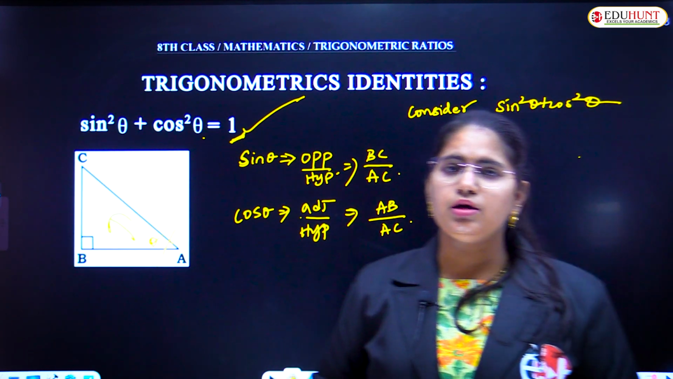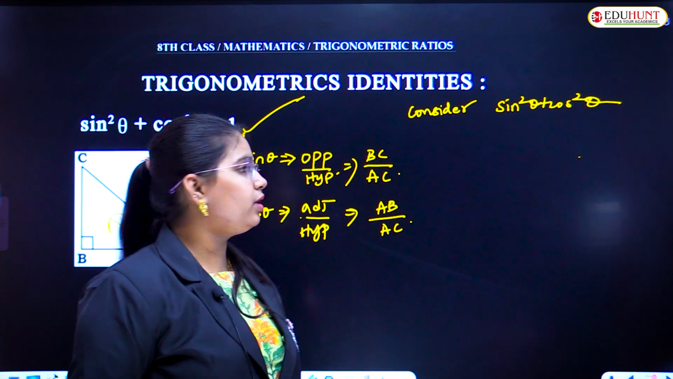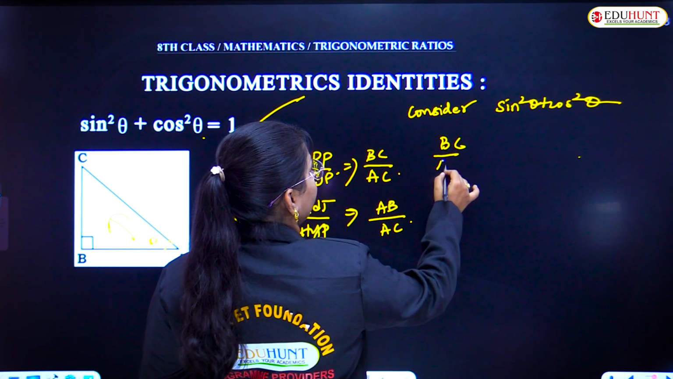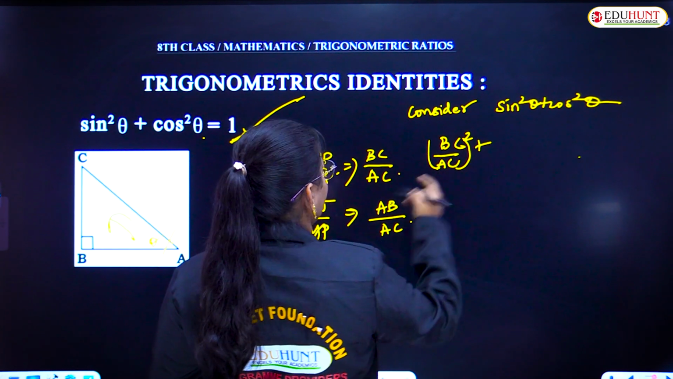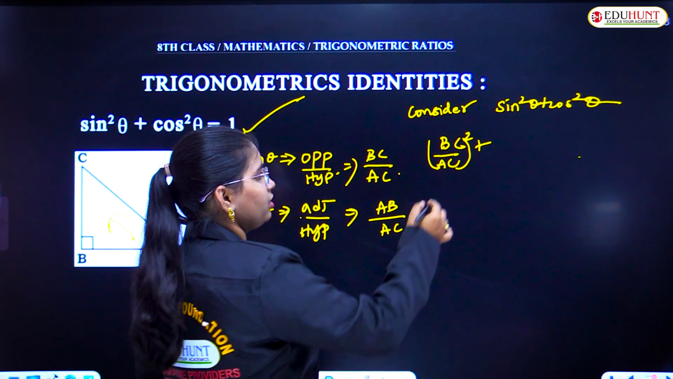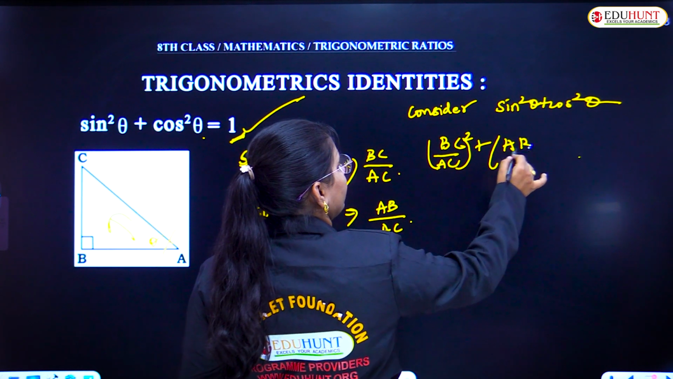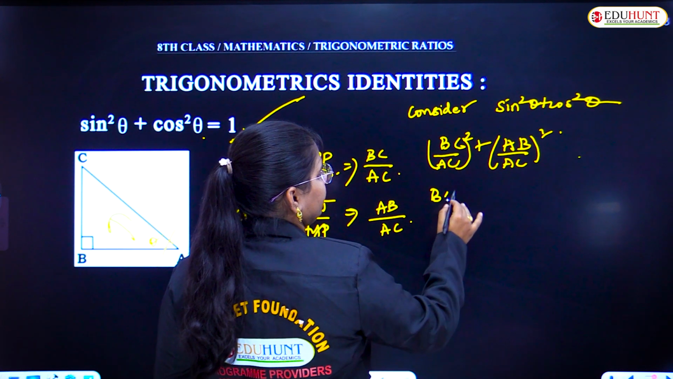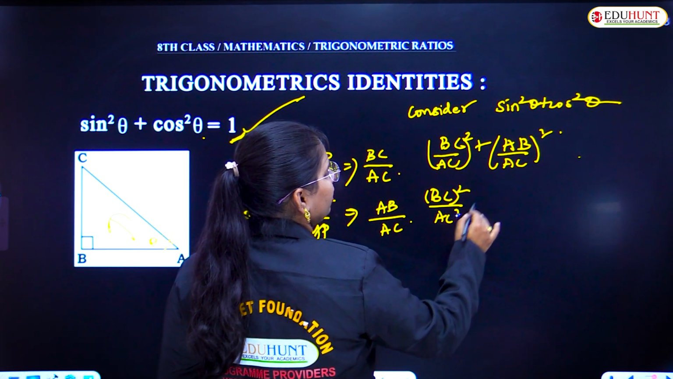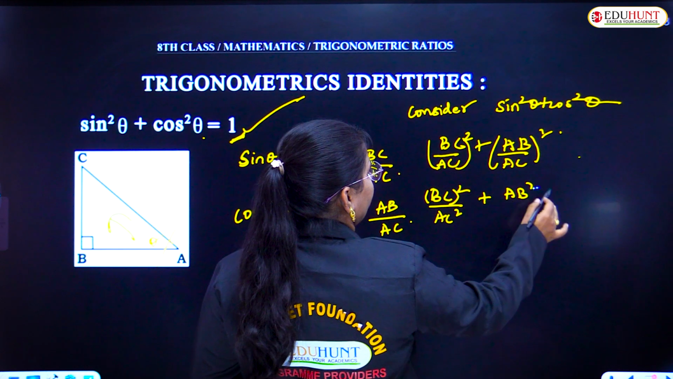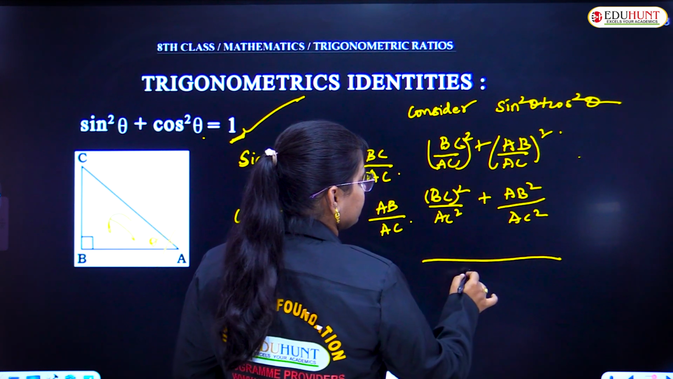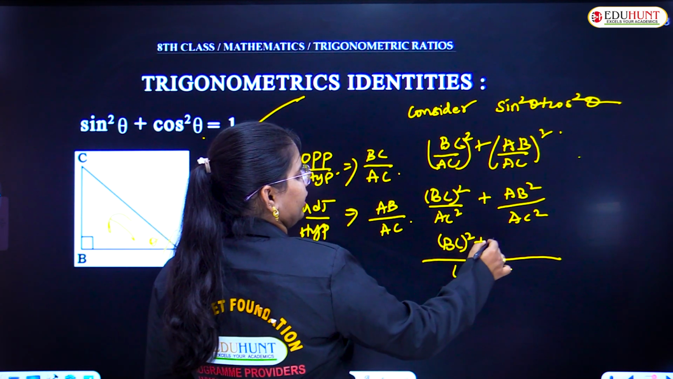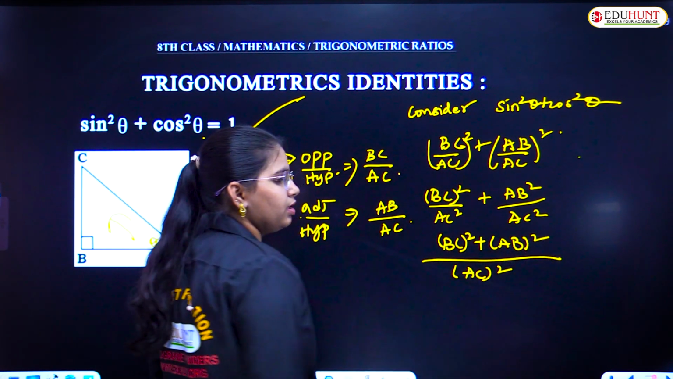Correct? So let me take the LHS, considering the equation sine square theta plus cos square theta. What is sine theta from this figure? BC by AC, whole square. And what is cos theta here? AB by AC, whole square. So can I write BC square by AC square plus AB square by AC square? Take AC square as the LCM. So what do you have? BC square plus AB square.